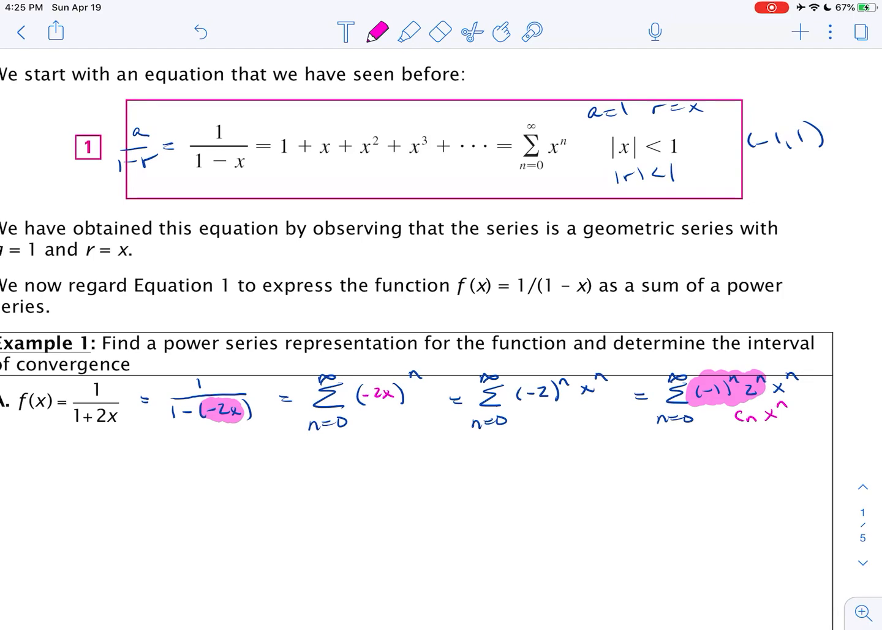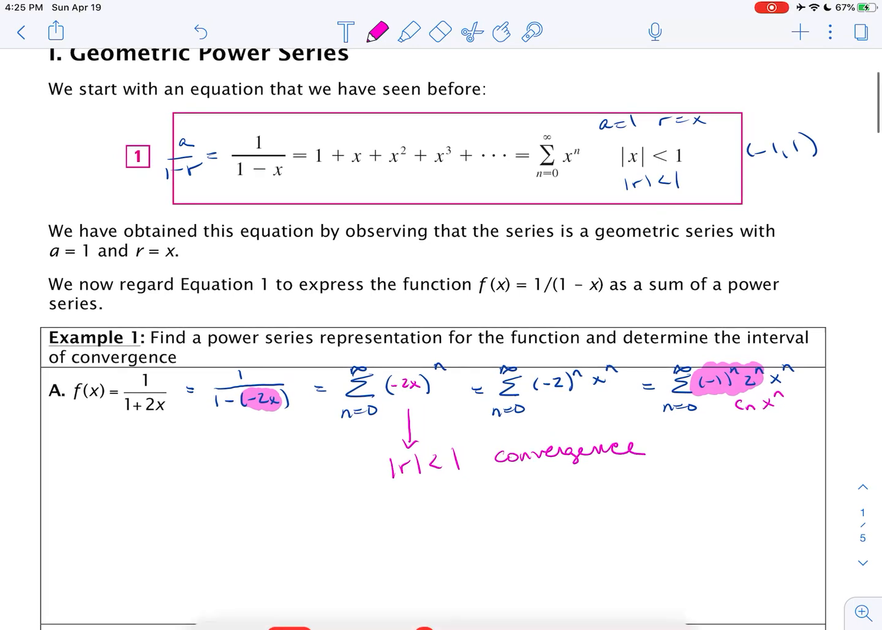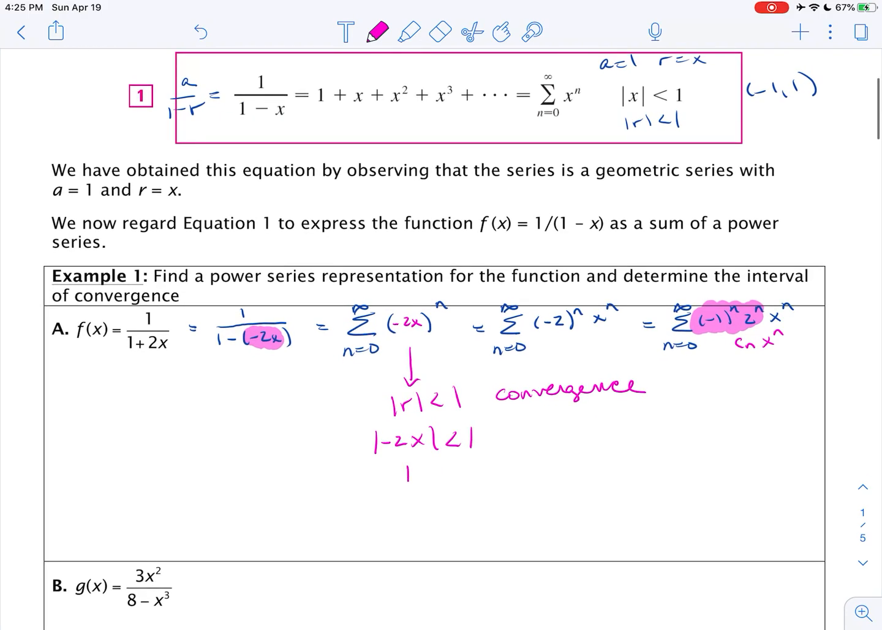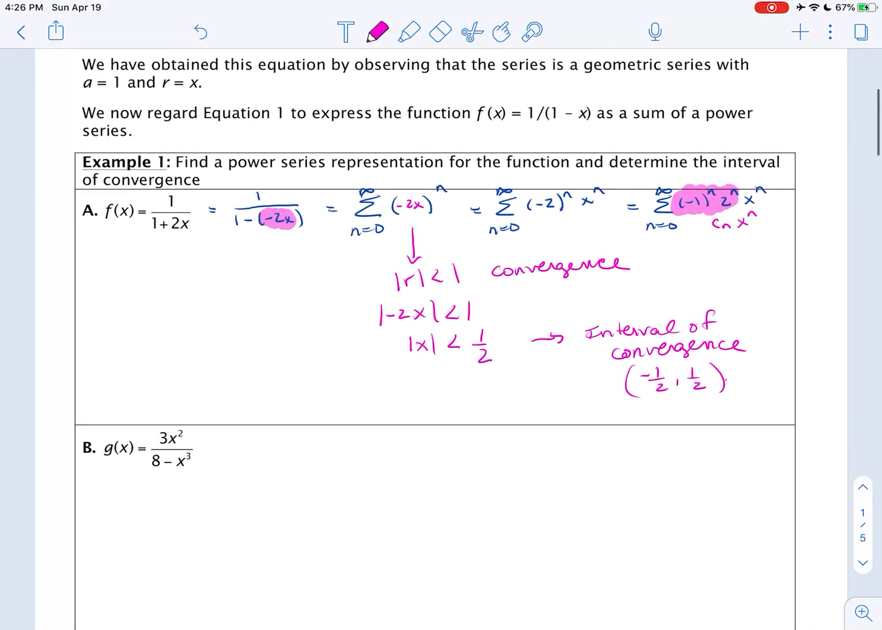Because we are using the geometric series to find an expression for 1 over 1 plus 2x, we know that as long as the absolute value of r is less than 1, we will have convergence, right? So we want to substitute our value in here and say as long as negative 2x absolute value is less than 1, and if I solve for x here, I would get less than 1/2. And because we are dealing with a geometric series, we know that our endpoints will not converge, so we do not need to test our endpoints here, and we would say that our interval of convergence is going to be negative 1/2 comma 1/2 open interval.